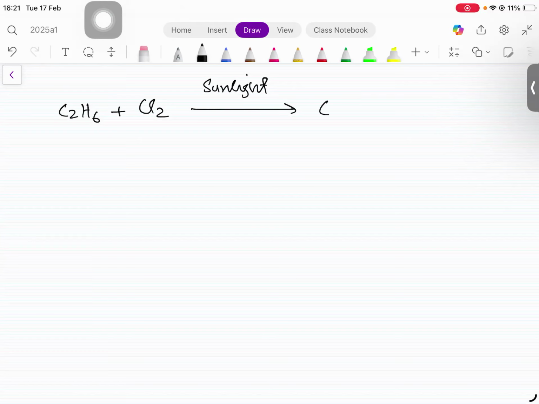For example, I know what is formed in the first step: C2H5Cl plus HCl. Forget about the HCl. Just tell me the carbon-containing products. 1, 2, 3, 4, 5. Please tell me the products, and you have to draw their structures as well.